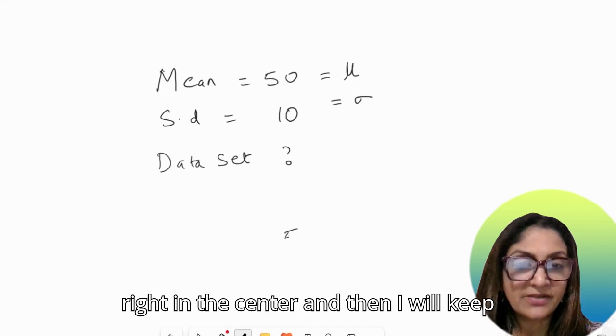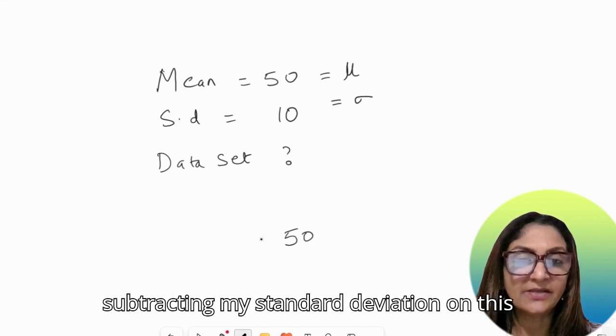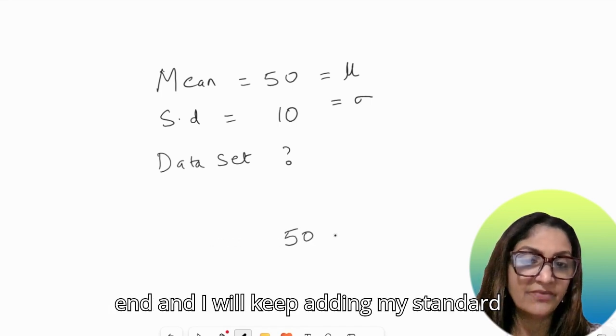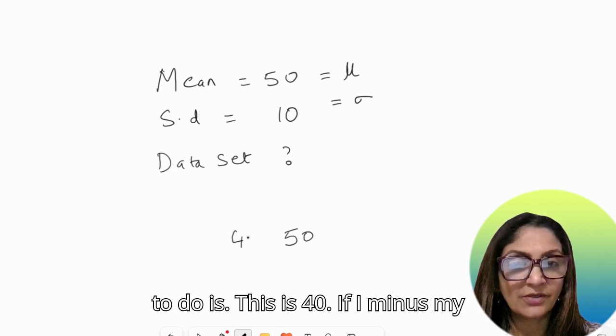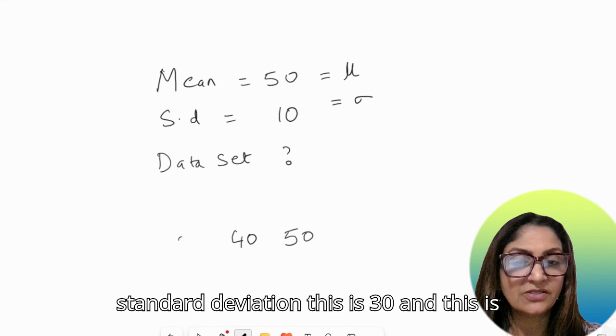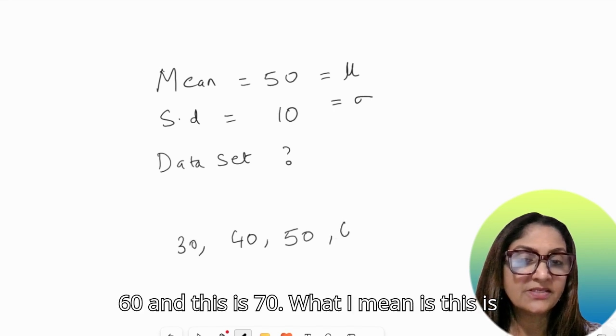So I'll put my mean right in the center. And then I will keep subtracting my standard deviation on this end, and I will keep adding my standard deviation on this end. So what I'm going to do is, this is 40. If I minus my standard deviation, this is 30, and this is 60 and this is 70.